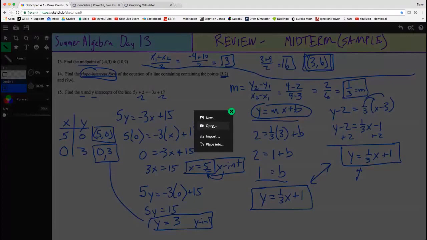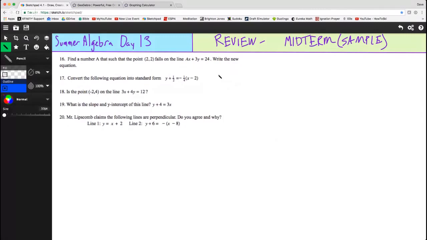I don't know. Find a number A such that 2, 2 falls on this line. Well, if 2, 2 falls on this line, then if I plug these points in for x and for y, it's got to make it true. So let's do that. A times 2 plus 3 times 2 equals 24. So 2A plus 6 equals 24. So 2A equals, subtracting 6 from both sides, 18, A equals 9. So my new equation is 9x plus 3y equals 24.